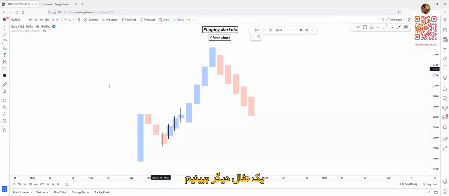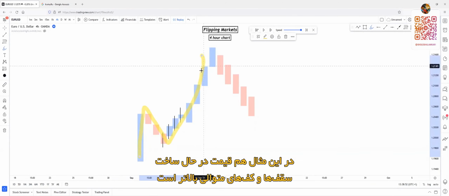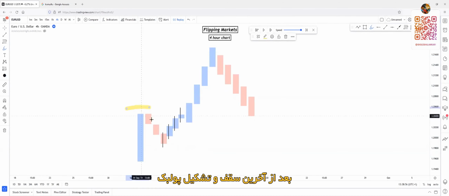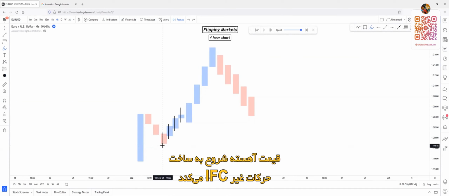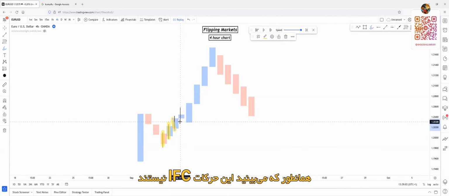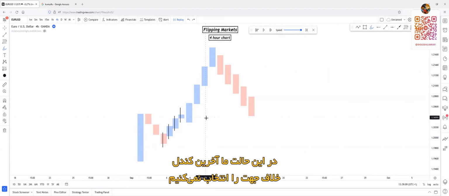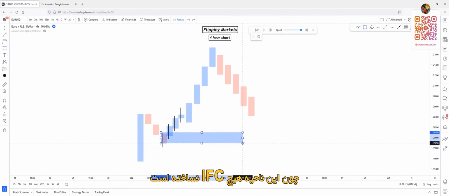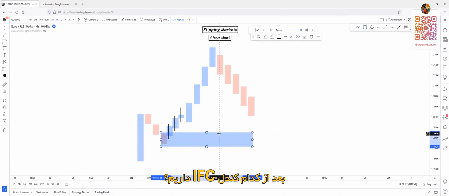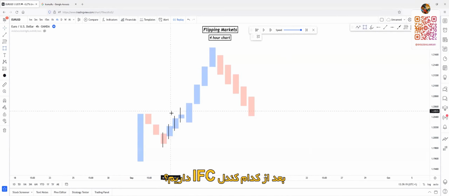Let's see another example. In this case, price is creating a series of higher highs and higher lows again. After the last high has been created and the pullback happened, price started to slow down and started to create efficient movements. As you can see, all of these movements are efficient. The inefficiency came into the market with these candles. So in this case, we won't choose the last opposite side direction candle, so this zone, because it didn't create any inefficiency. Which candle created the inefficiency?